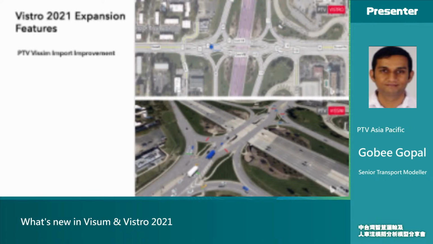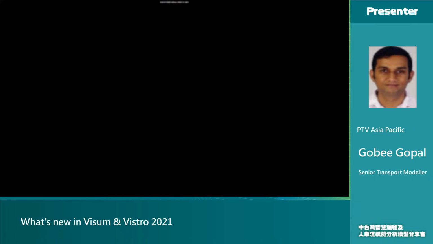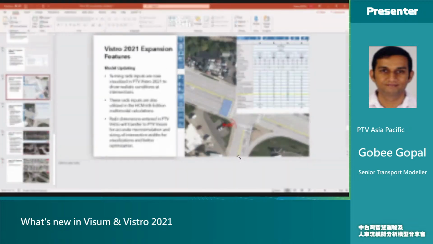In Vistro, if you have a detailed interchange model, you can export to Vissim. As you can see, the top image is in Vistro, and the bottom one is in Vissim. So that's all for my Vistro 2021 update.